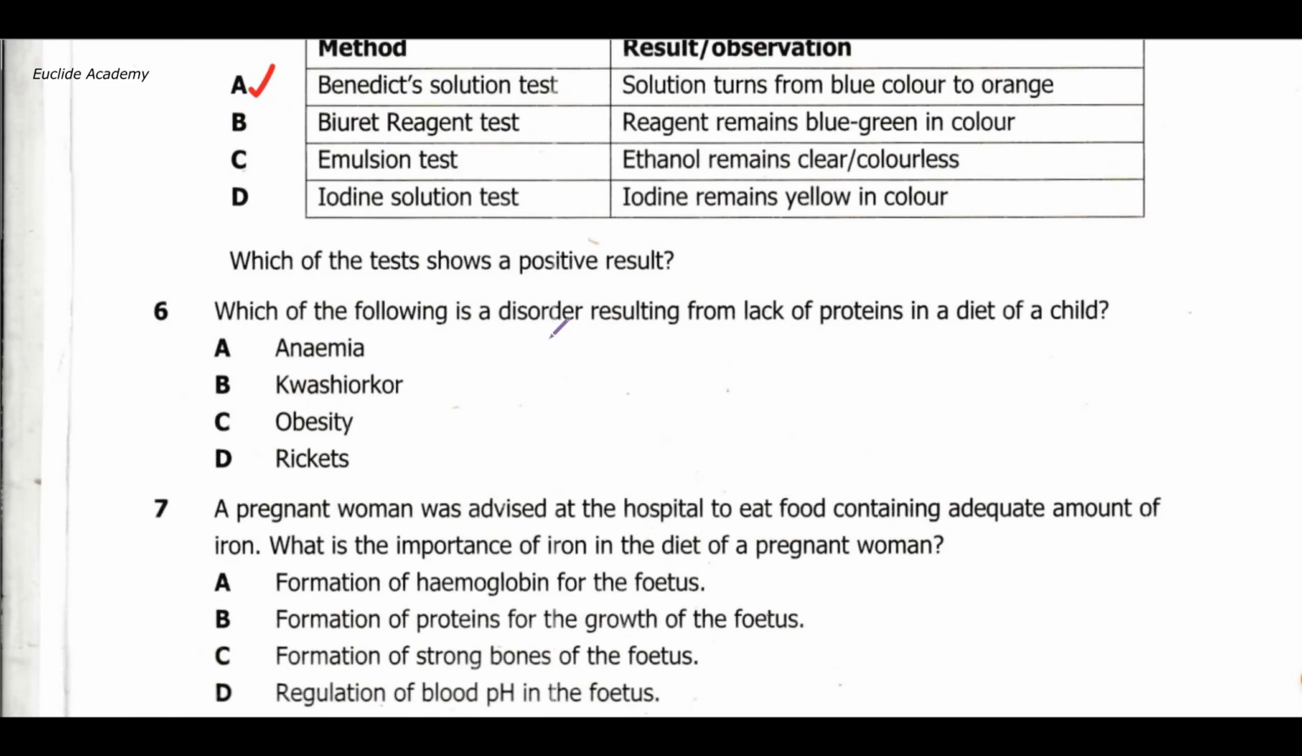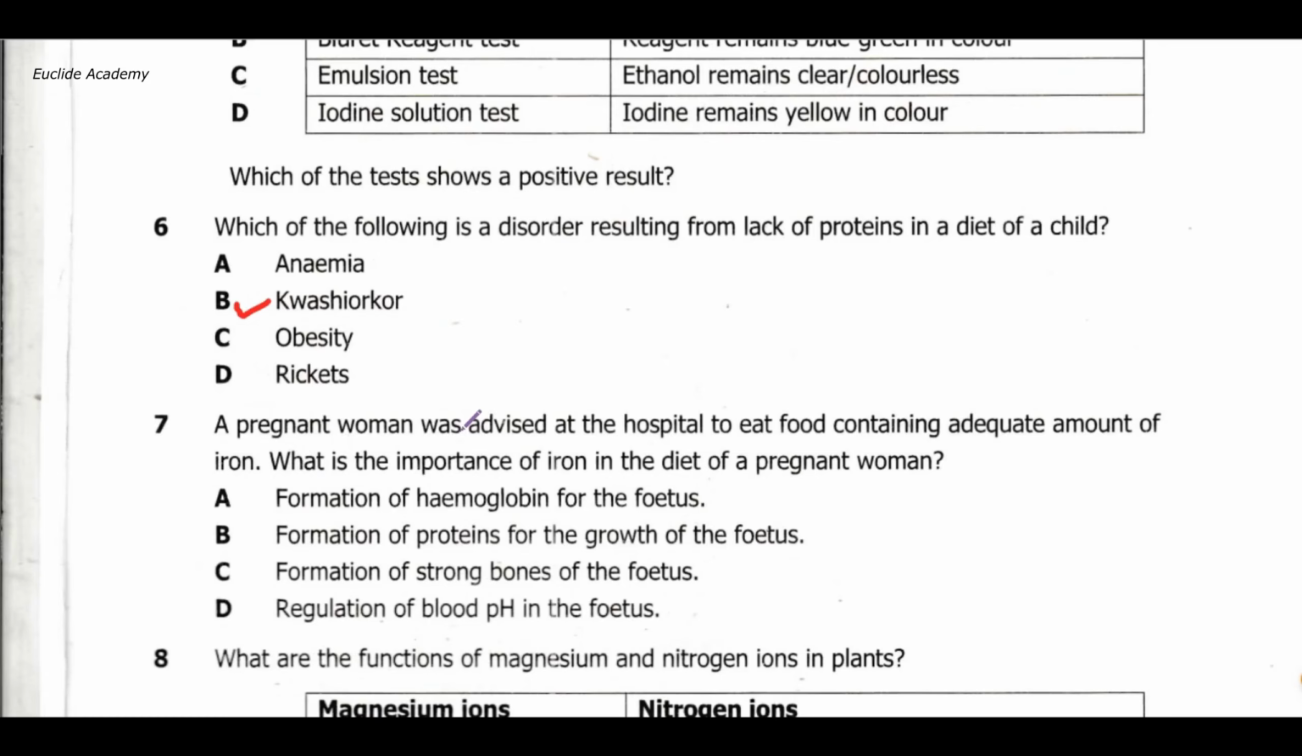Question 6. Which of the following is a disorder resulting from lack of proteins in a diet of a child? So we know that has to be kwashiorkor. That is the disorder which results from a lack of proteins in the diet of a child. Obesity is about eating too much, anemia should be iron, and rickets should be one of the vitamins, should be D or so.